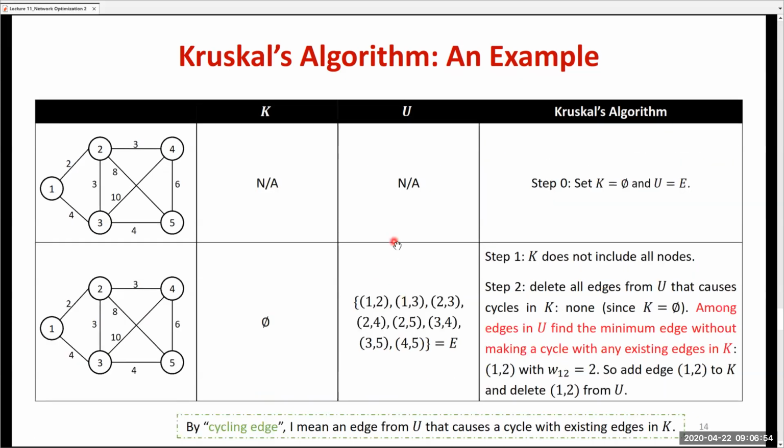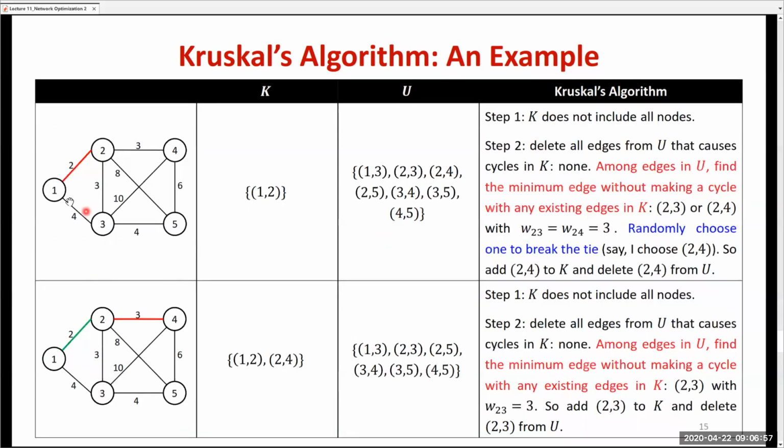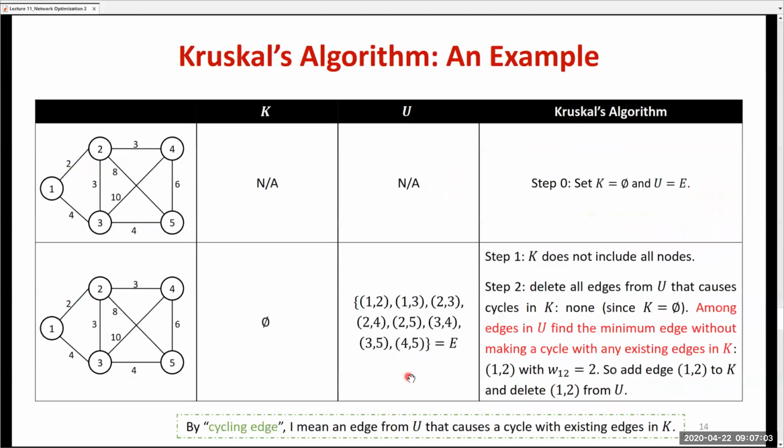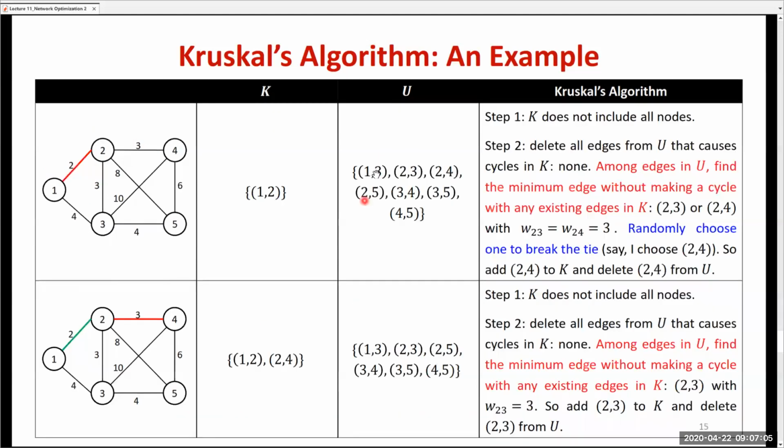Okay, and then I'm going to have this. So 1, 2 is added to K and 1, 2 is removed from U here. There's no 1, 2 anymore. Like here, I have a 1, 2, but here I start with 1, 3. There's no 1, 2 anymore. And then again, go to step number 1, the optimality test.